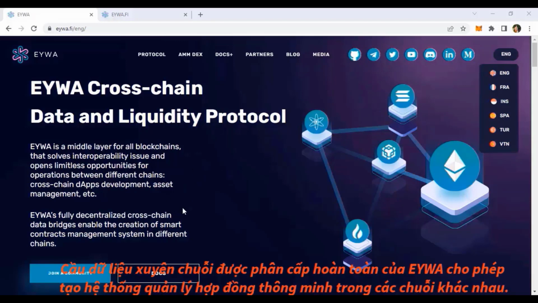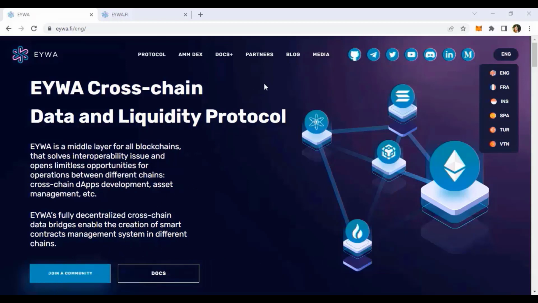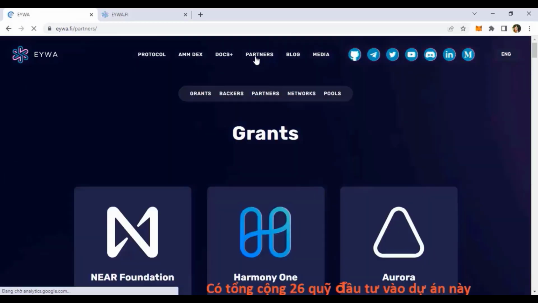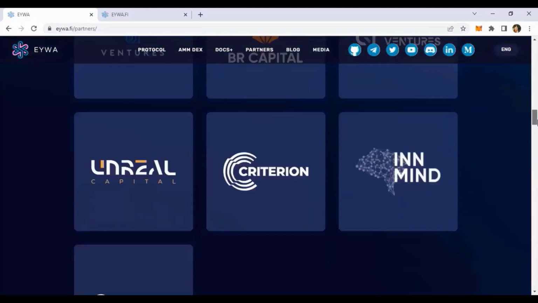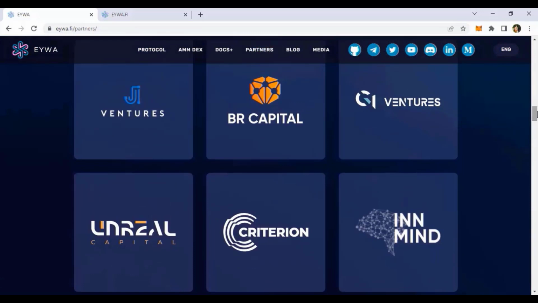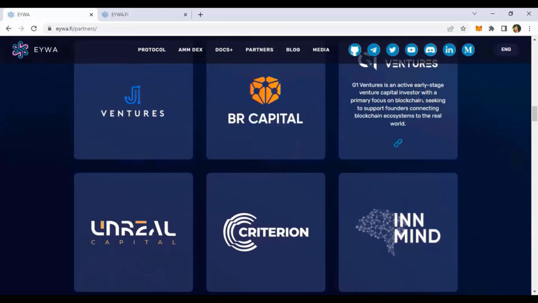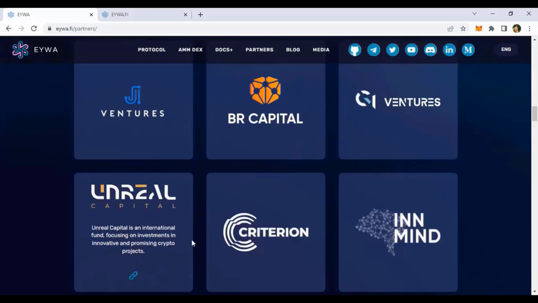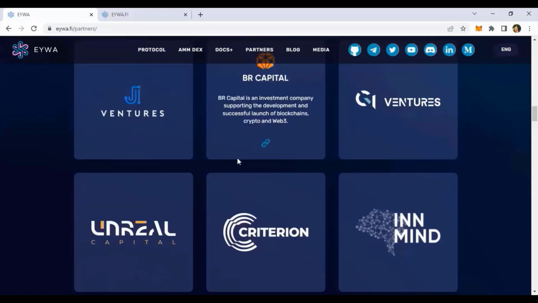It is a fully decentralized cross-chain smart contract management system in different chains. And you are colleagues, partners. There are a total of 26 firms involved in this project, for example, Bureau Capital Venture, Unreal Ventures.